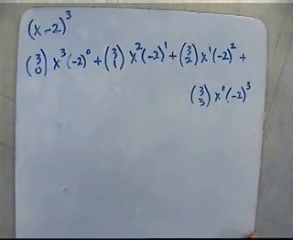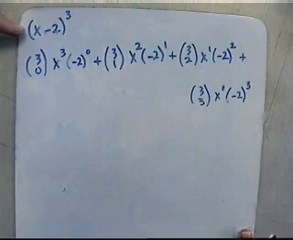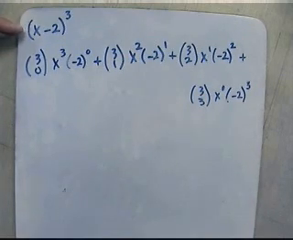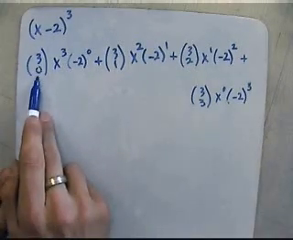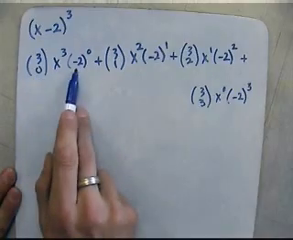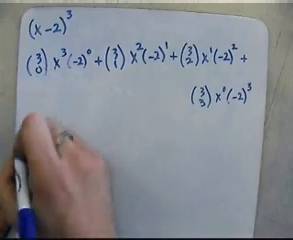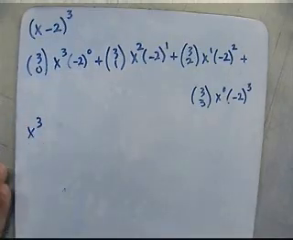Okay. The other thing to notice is this. I have something to the third power. How many terms do I have? 4. I have 4 terms, right? Everybody notice that? I have 4 terms. Okay, so 3 choose 0 is 1. Negative 2 to the 0, anything to the 0 power is 1. So this first term is x to the third. That's my first term.